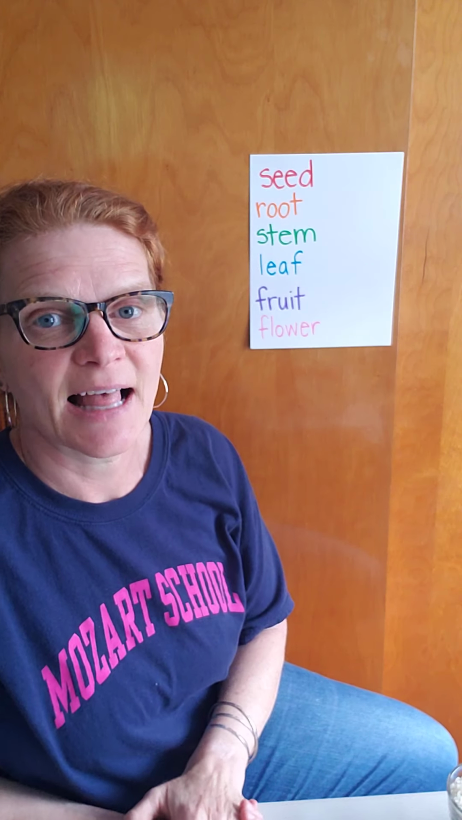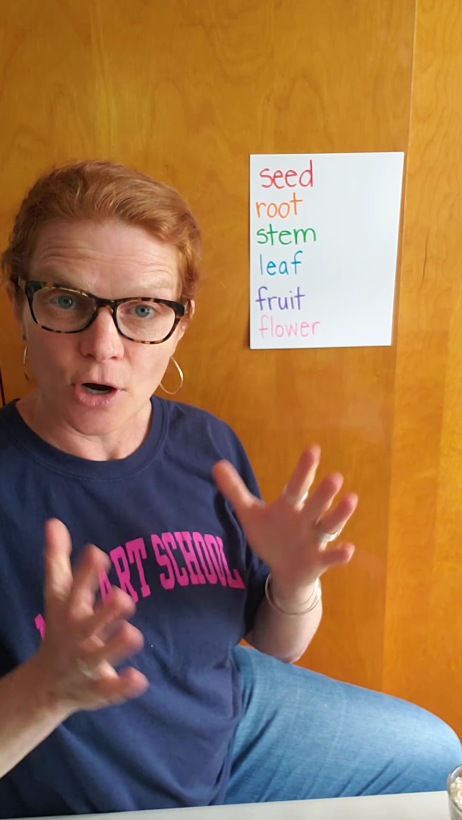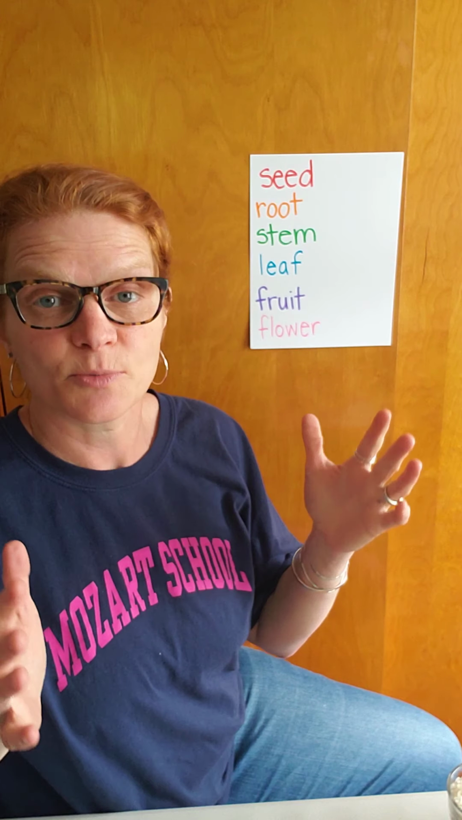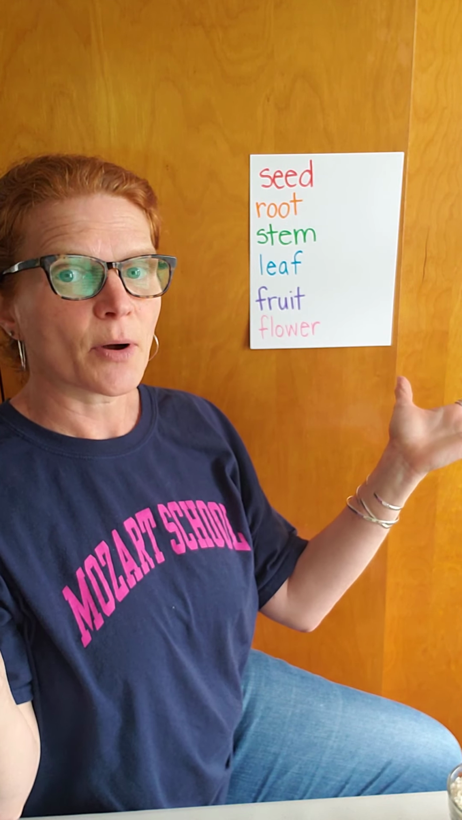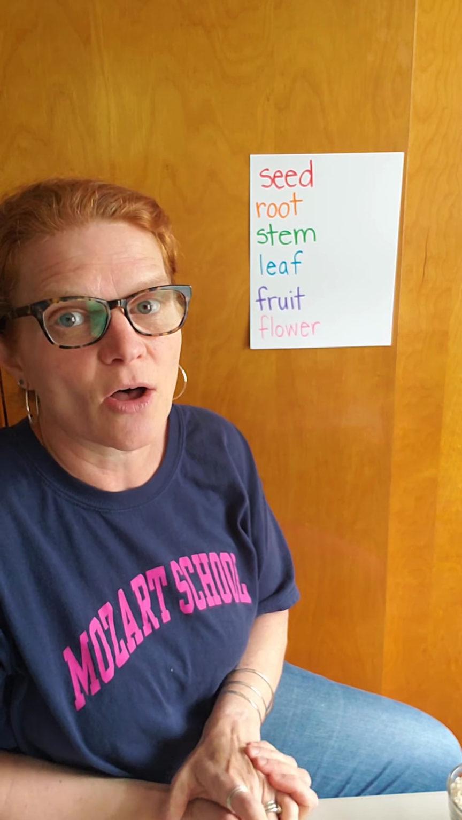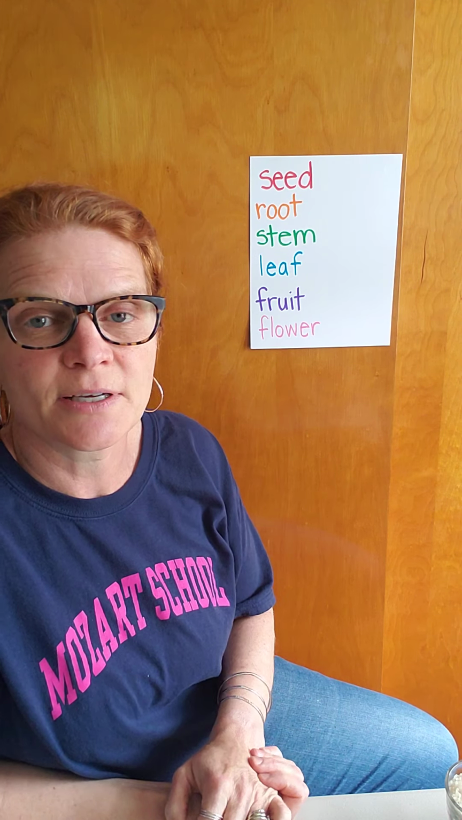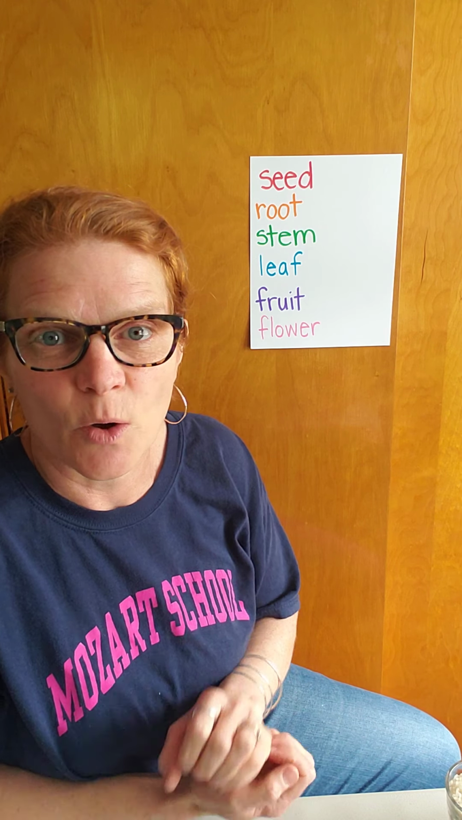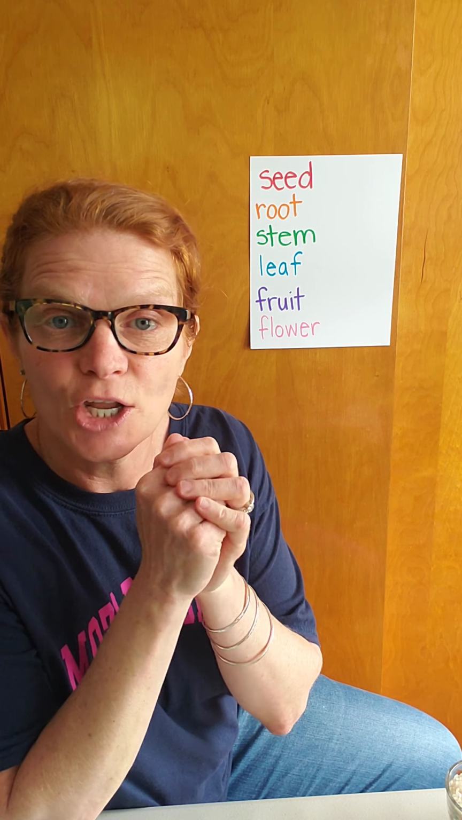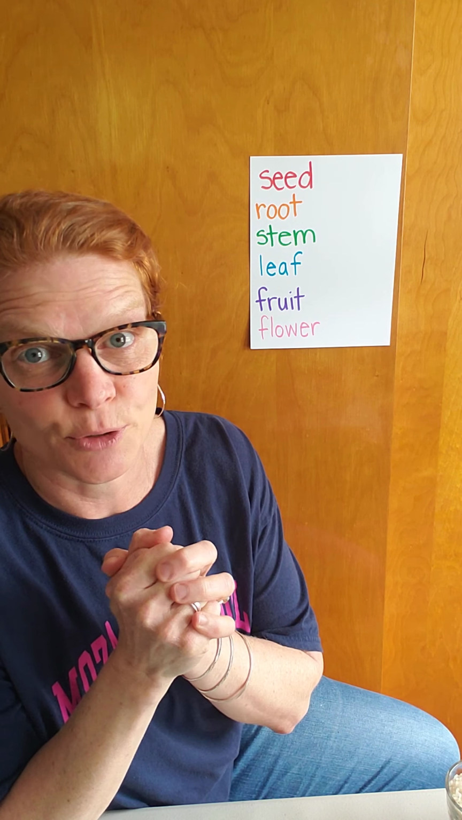The next part is leaf. Now leaves are often green, sometimes they're different colors, but most often they're green, and they're the part that the plant uses to soak up the sunlight so that the plant can make food for itself. I think we've all seen a lot of different kinds of leaves. Another part of a plant is the fruit. And the fruit is the part of the plant that holds the seeds that will make a new plant. And I think we're very familiar with lots of different kinds of fruit.